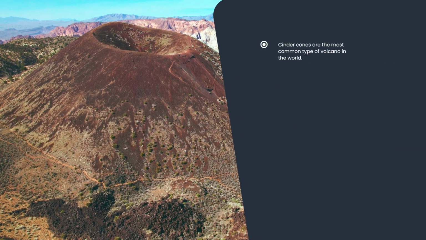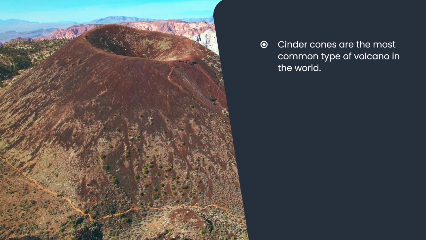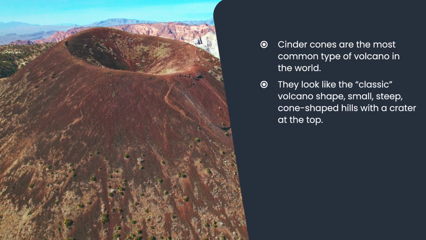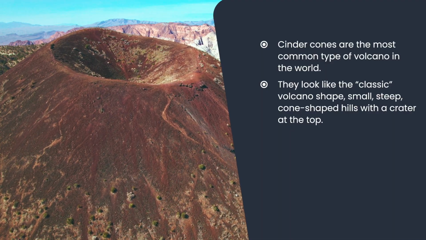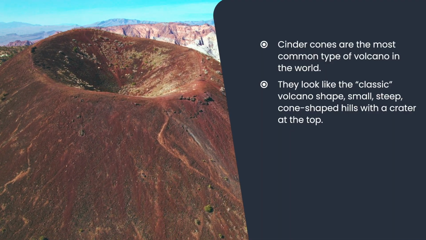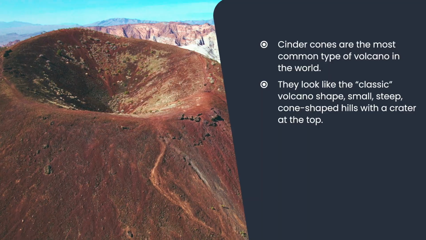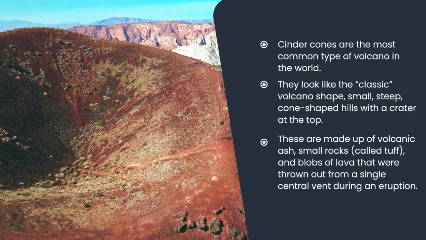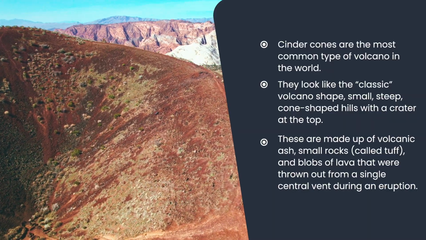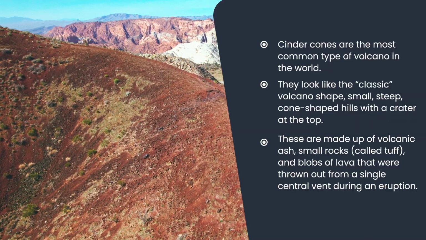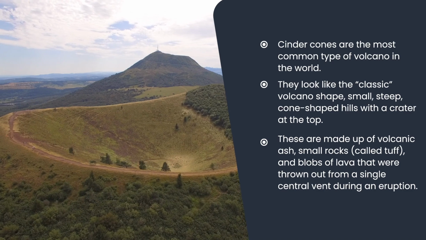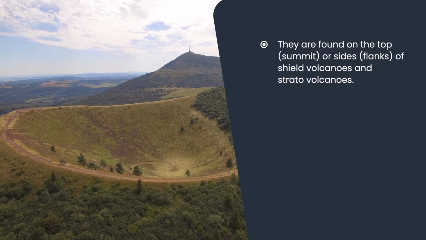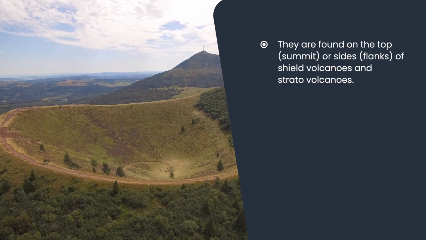So, cinder cones are the most common type of volcano in the world. They look like the classic volcano, having a shape of small, steep, cone-shaped hills with a crater at the top. These volcanoes are made up of volcanic ash, small rocks and blobs of lava that were thrown out from a single central vent during an eruption. These are found on the top or sides of the shield volcanoes and the stratovolcanoes.